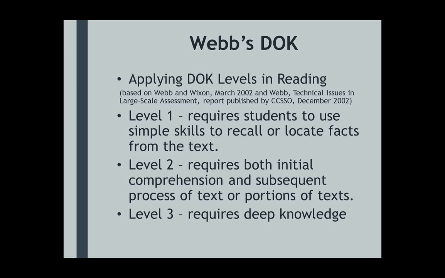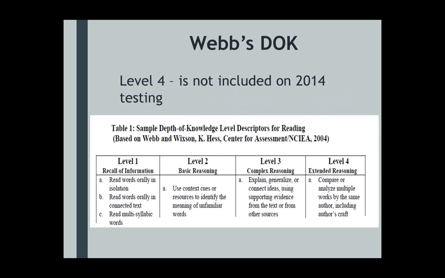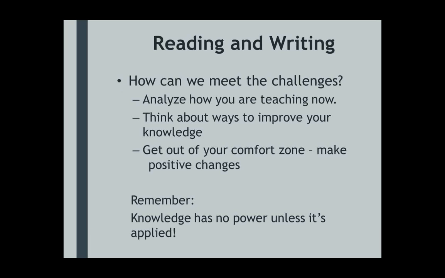So there we have the levels and some of the descriptors. Level 4 is not included, but if you'll look on the screen and see all the levels, there is a whole list for each level of criteria, from recall to basic reasoning to complex reasoning, and then the extended reasoning in level 4. But those are just some things that I've included so that you can see Webb DOK and the descriptors for Webb DOK.